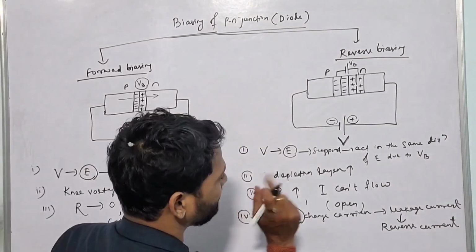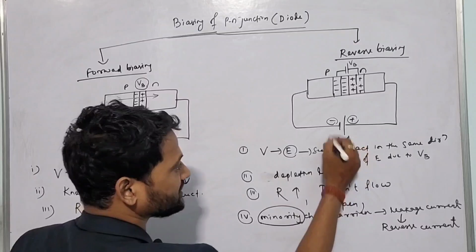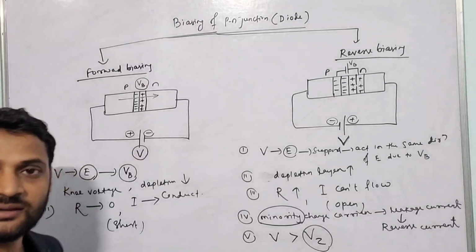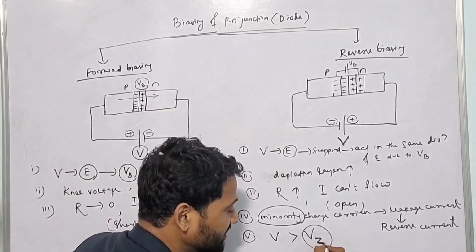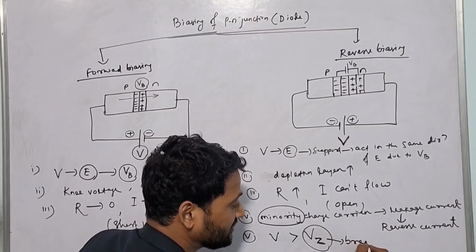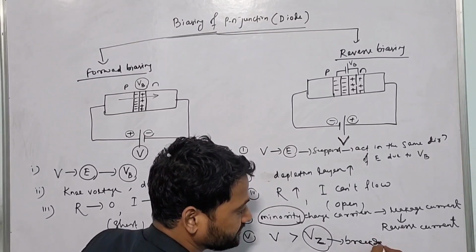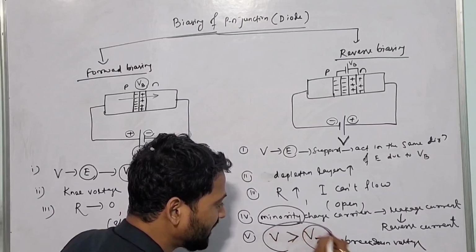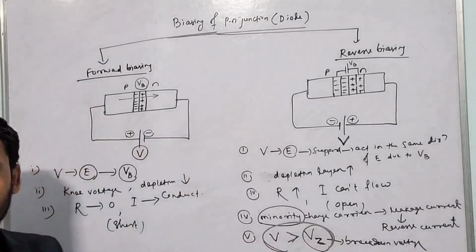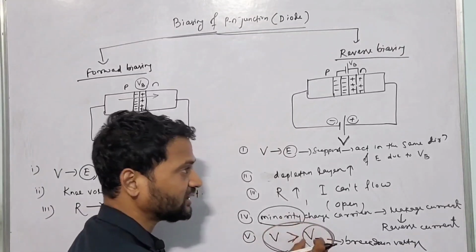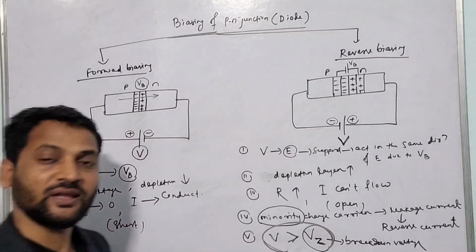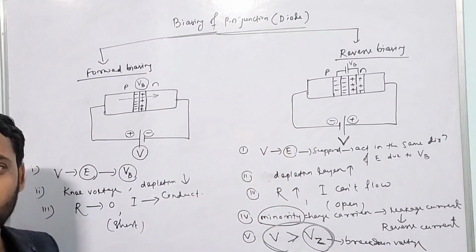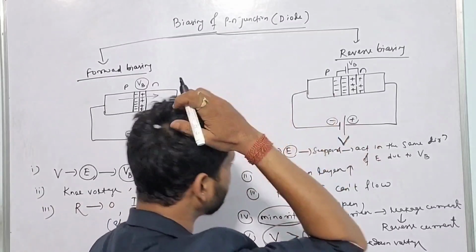Understood? So here is one important point to remember: if your supply voltage is more than VZ, what is VZ? VZ is the breakdown voltage. If your supply voltage is more than the breakdown voltage, then what will happen? That voltage will help to break the existing bond. So a huge number of minority charge carriers will be created.